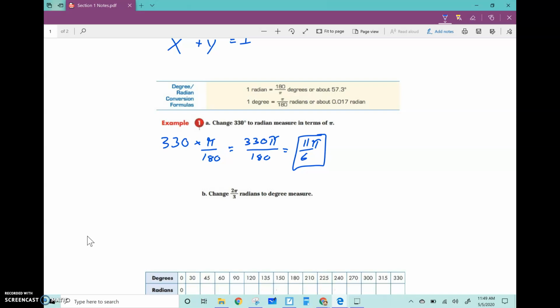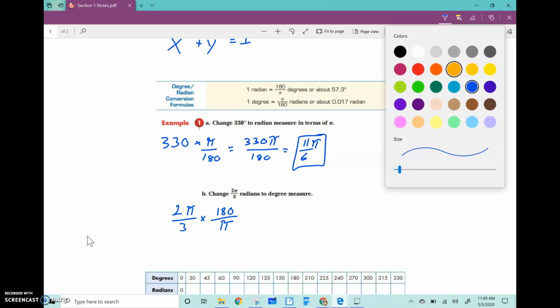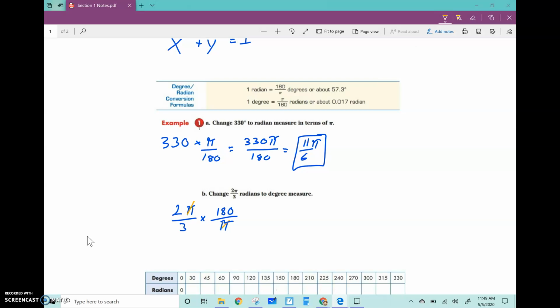Now, when we're going backwards and changing from radians to degrees, we're just going to reciprocate that fraction of pi over 180. We're going to take 2 pi over 3 times 180 over pi. We're doing that so we can cancel out those pi signs, because if we cross cancel there, we end up with 360 over 3, and we end up with 120 degrees.